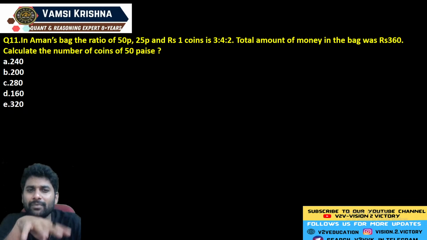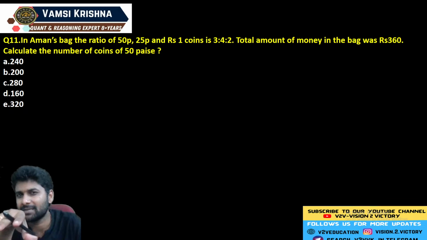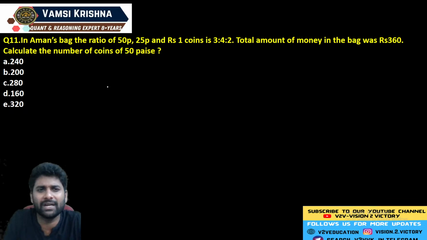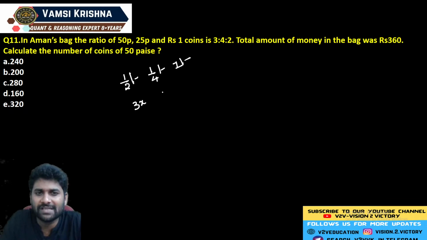Either you can take the information in terms of paisas or in terms of rupees. So convert whole data into the rupees. 50 paisa means 1/2 of rupee. 25 paisa means 1/4 of rupee. It's a 1 rupee. Now they are in the ratio of 3 is to 4 is to 2. It means 50 paisa coins available 3x, 25 paisa is 4x, 1 rupee is 2x.